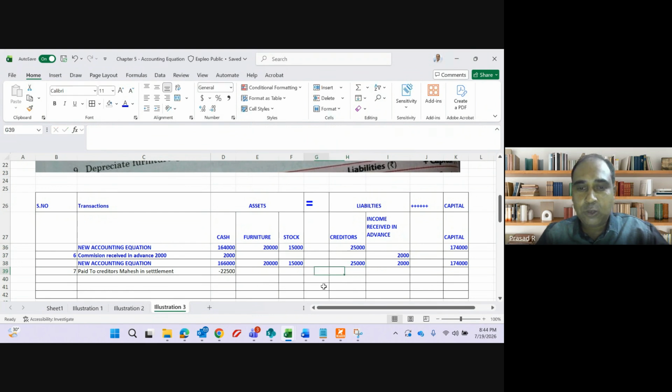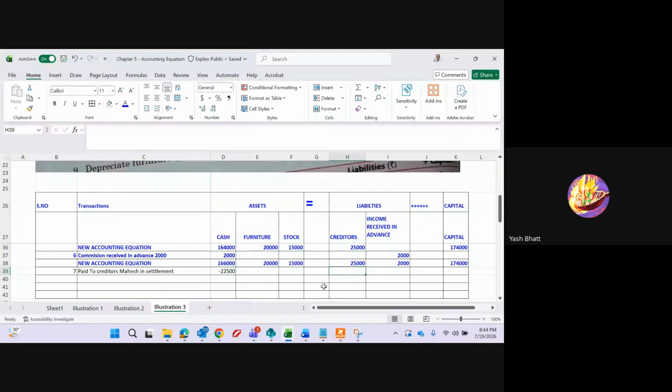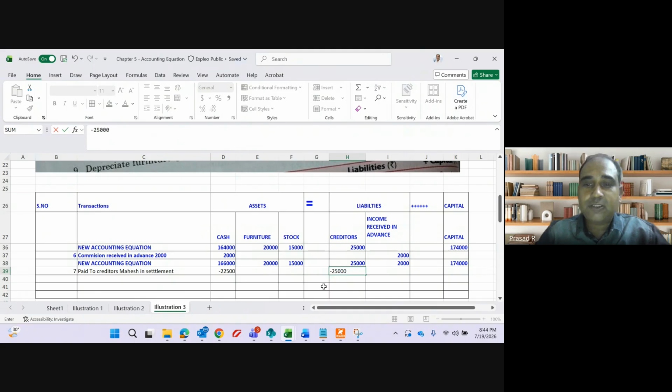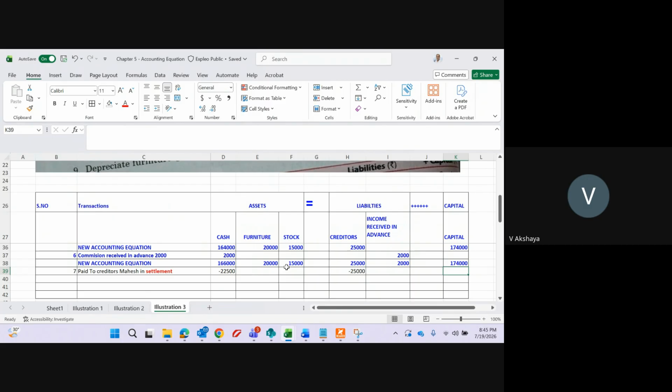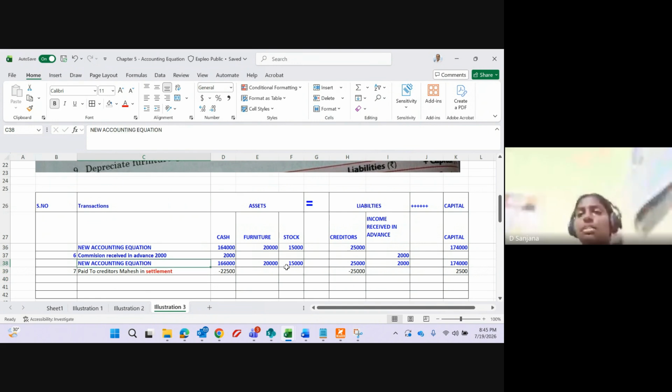How much will creditors reduce? 22,500 or the entire 25,000? Entire 25,000, because it's a full settlement. Full settlement, I will highlight this word. That is why the entire liability will become zero. And am I making a profit in this transaction? Yes, sir. How much profit? 2,500. Fantastic, guys.